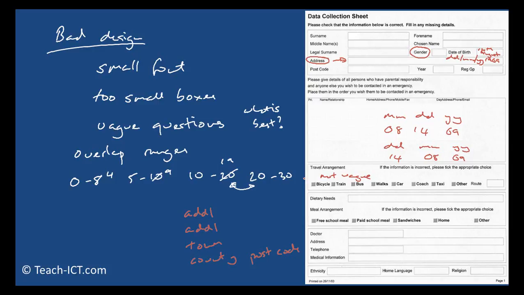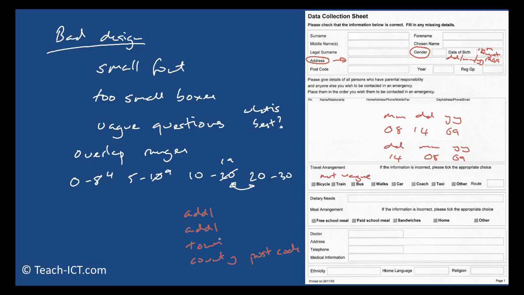So those are some examples of bad design. The golden rule is nice big fonts, give good instructions, make sure you've got plenty of space, don't ask vague questions, make sure that you don't overlap, and try and break down any components of boxes to their smaller constituent parts.